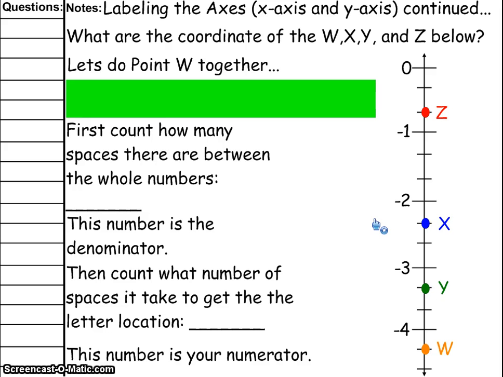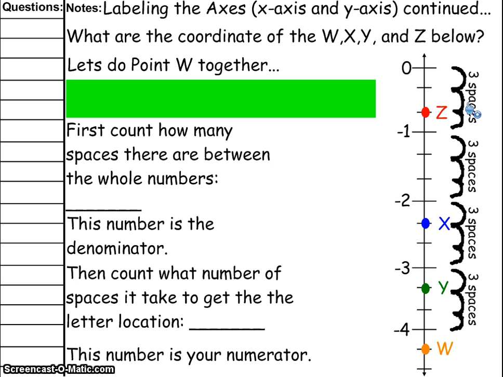Now let's do our vertical axes, our y-axis. Again, what are the coordinates of W, X, Y, and Z below? So let's do point W together. First, count how many spaces there are between the whole numbers. Here I'm going to start at 0, 1, 2, 3. So there's 3 spaces between the whole numbers, which is our denominator. Then we count how many spaces it takes to get to the location of point W. 1 space, which is our numerator.